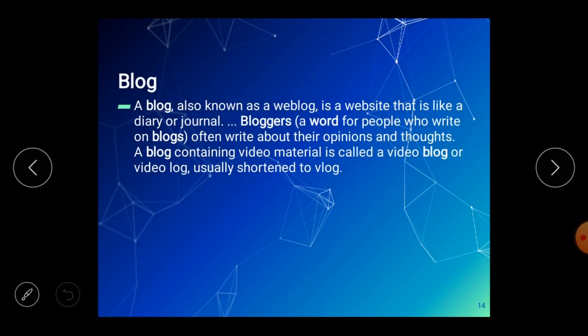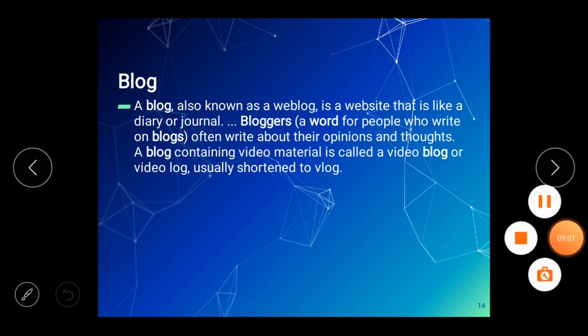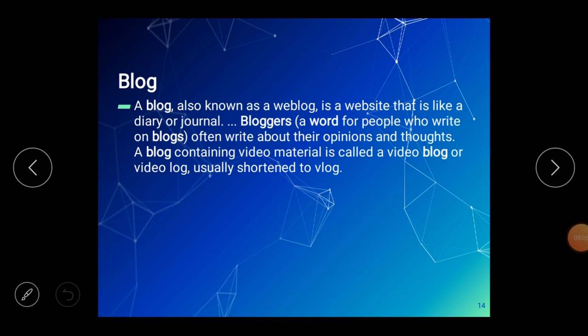Now moving forward, the next topic that I am going to discuss is blog. The term blog is derived from the term weblog. A blog is a type of website usually maintained by an individual, and it contains regular entries on any particular topic, description, event, or other materials such as graphics or video.